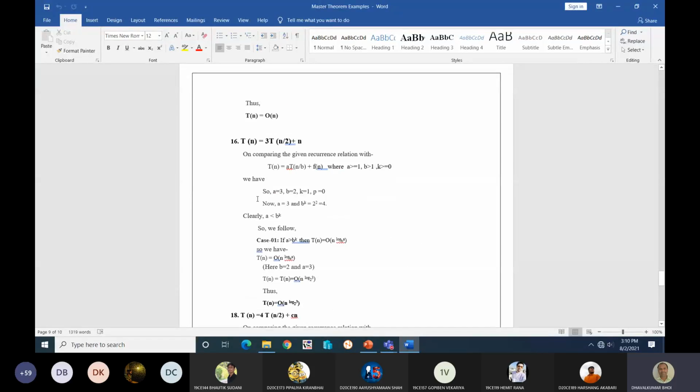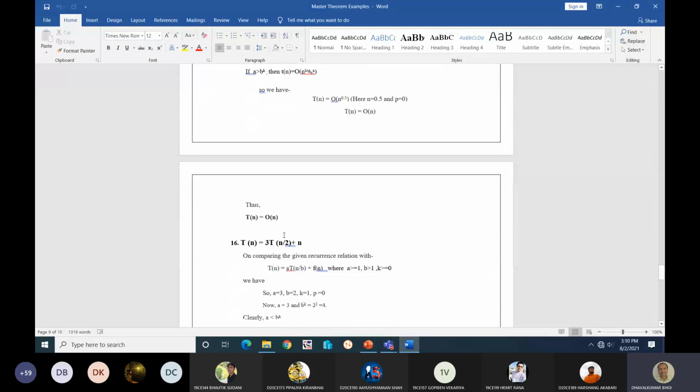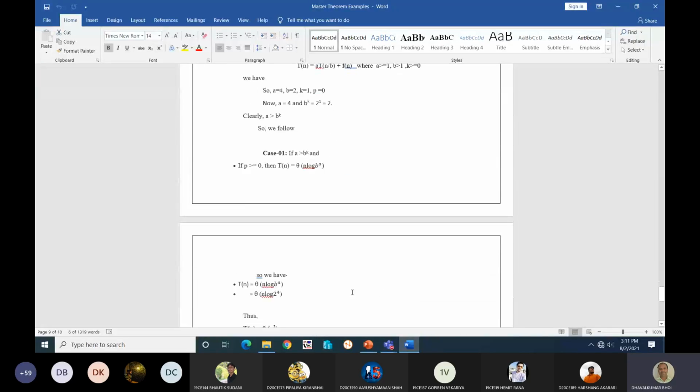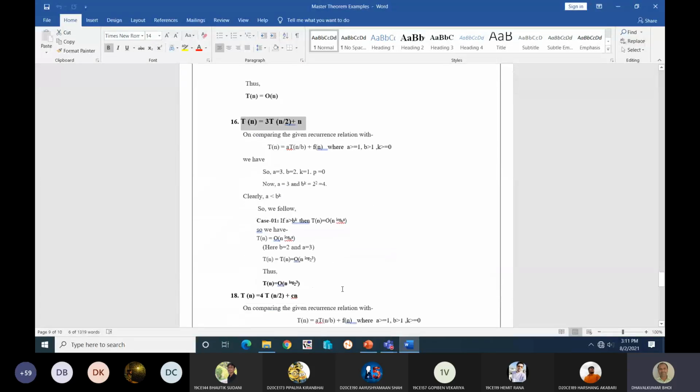Let us try to solve number 16 and 18. Everyone first write down this. T of n is equal to 3T of n by 2 plus n. I am waiting for the solution. And the second problem you note down is this. T of n is equal to 4T of n by 2 plus cn.